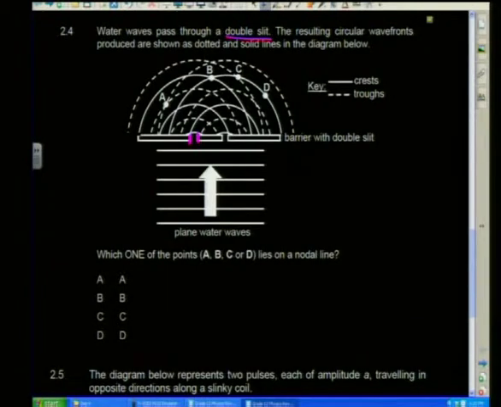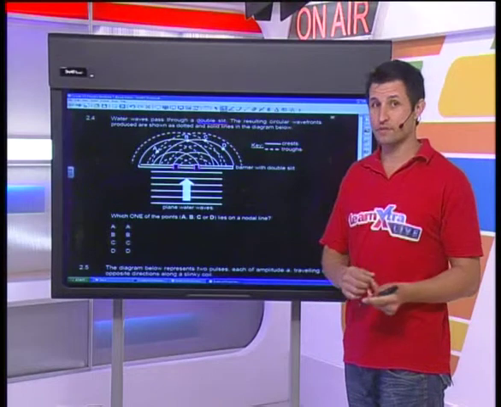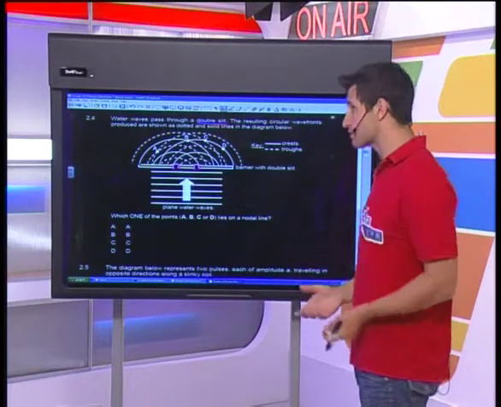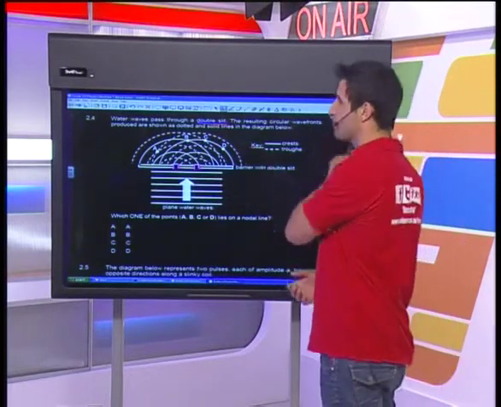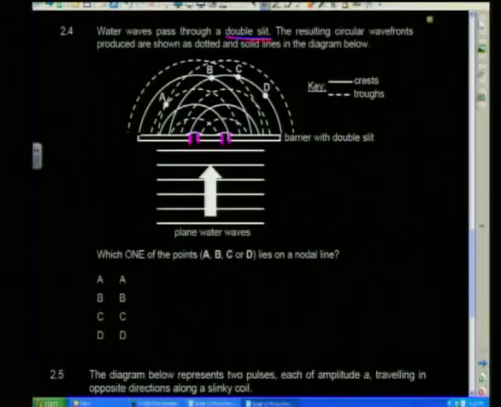Remember that when you send waves through a small opening, they turn into round waves, and that's called diffraction. It's going to happen again through this next part. So now we've got 2 places where waves are becoming round. Then what happens is those waves are going to cross over each other. It says the resulting circular wave fronts produced are shown as dotted and solid lines.